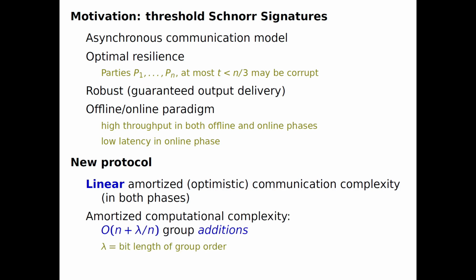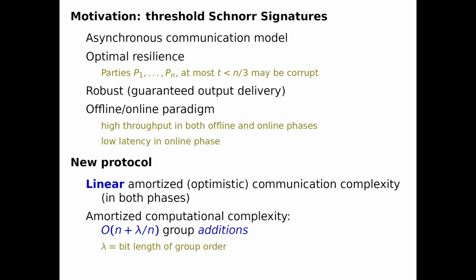We're also interested, to get high throughput, in keeping the computational complexity to a minimum. If we just count group additions, that's the main cost. It scales as n, the number of parties, plus a term that gets smaller as n increases. Lambda is the number of bits in the group order, so lambda equals 256 typically. So as n increases from a small number up to the hundreds, right?